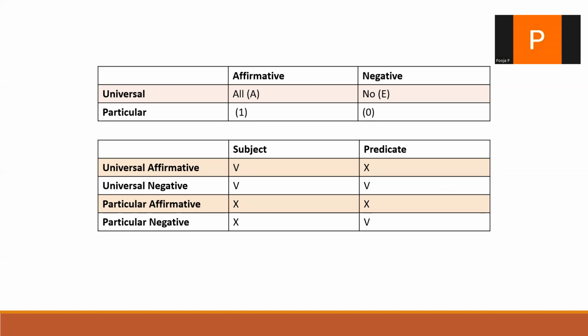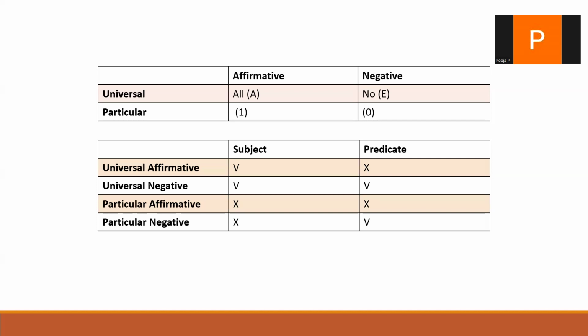And the next thing you have to know is the distribution. So the second table talks about the distribution. If the statement is universal affirmative, then the subject is distributed. The tick mark represents that it is distributed, and the cross mark represents that it is not distributed. So in a universal affirmative statement, the subject is distributed, predicate is not distributed. Universal negative statement, subject is distributed, predicate is also distributed. In particular affirmative statements, subject is not distributed, predicate is also not distributed. Particular negative statement, subject is not distributed, predicate is distributed.